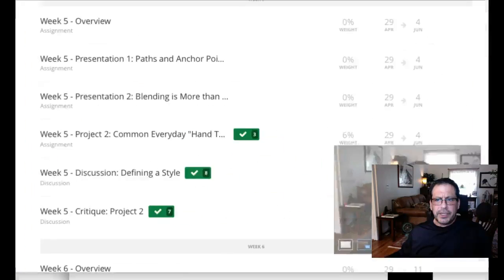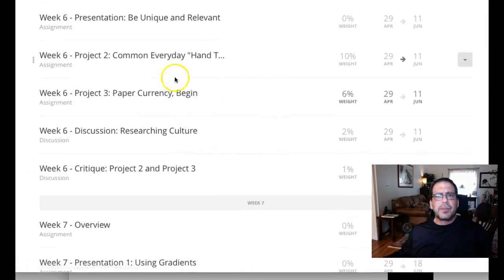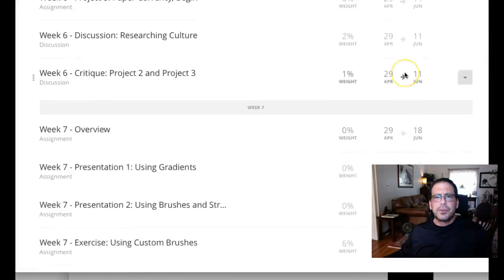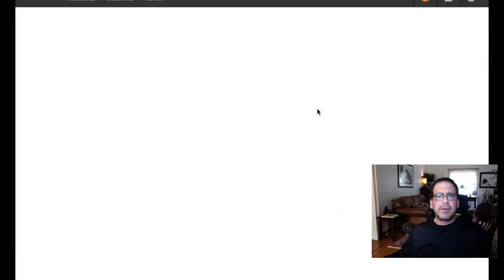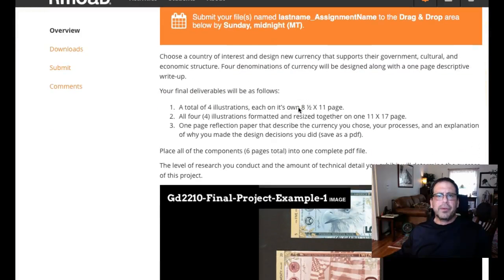Okay, let's jump over here to Paper Currency Begin and see what we have. As the page opens up, we have these requirements in this overview that indicates that you are going to choose a country of interest and design a new currency that supports their government, culture, and economic structure. Okay, what is that? That points directly to research. In other words, how do you know what the specific country's government, cultural, and economic structure holds unless you get in there and research it?